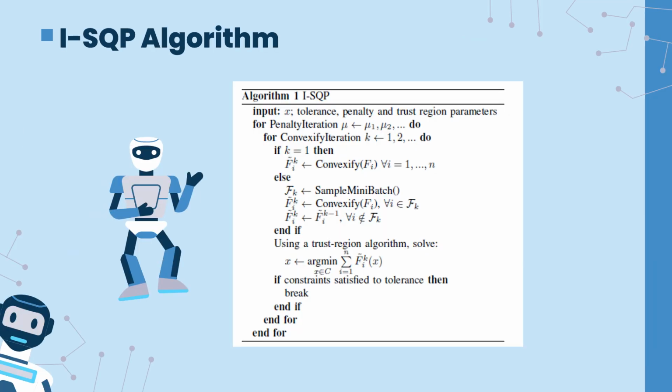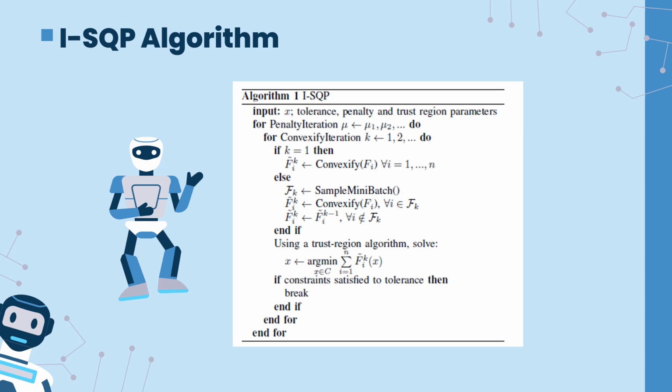So let's talk about the ISQP algorithm. Here basically we are using stochastic methods, which are very common in deep learning. The algorithm's novelty lies in how it selectively updates constraints. Instead of processing all constraints in every iteration like traditional SQP, it randomly samples a subset to update while keeping others fixed from the previous iteration.